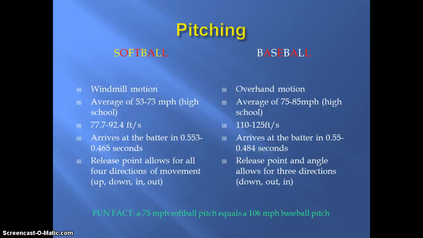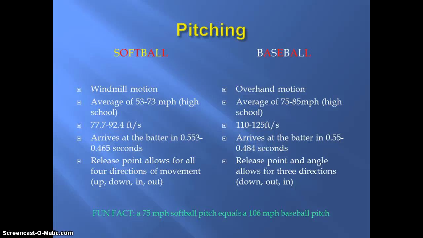Pitching. Softball uses an underhand pitching motion, also known as a windmill. The force is generated by the stride and the torque of the body. A baseball pitch moves faster than a softball pitch, but a softball pitch arrives faster than a baseball pitch. This is due to the difference in the distance between the mound and home plate.